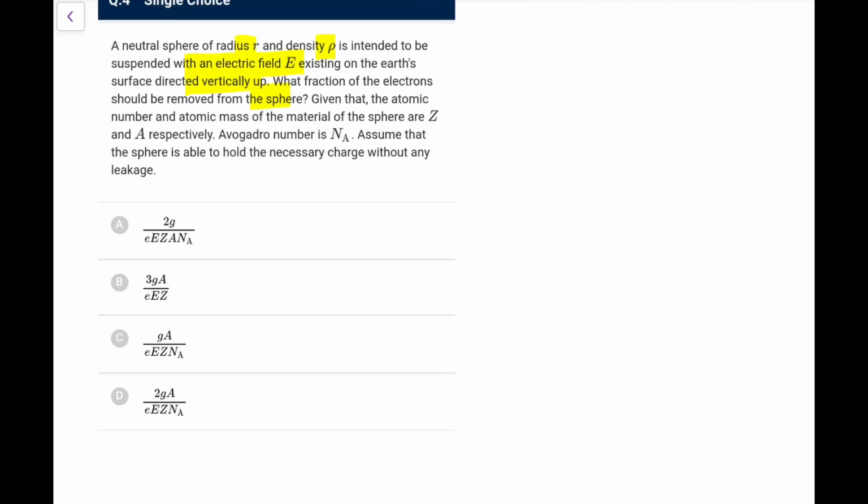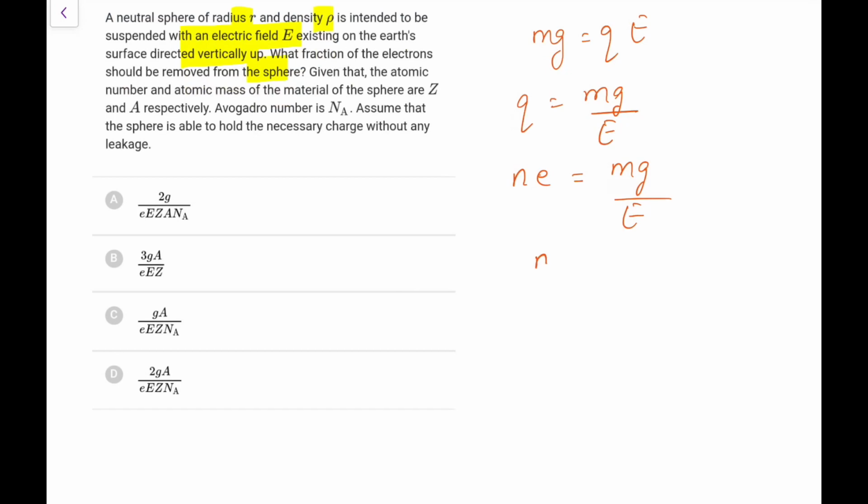So simply what you have to do is balance it. So mg must be equal to qE, and the field is up, electrons are removed, so positive charge, so the force would be upwards. So the q required is mg by E, and q, what you know, is equal to ne, where n is the number of electrons you need to take out. So the number of electrons to be taken out is mg upon e.